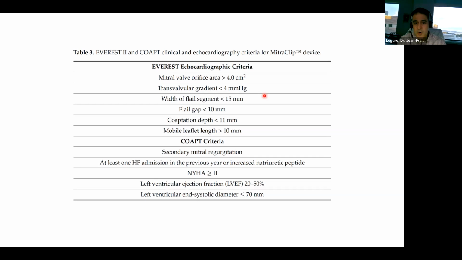And then finally, in the COAPT trial, it was very evident that in the secondary, there are a few things that sort of predicted patients doing better, obviously on good medical therapy. They needed to have one heart failure readmission or increase in natriuretic peptide. Those are the kind of patients who benefited. They had to be more than or equal to class 2, EF between 20 and 50, and they had to have an LV end systolic diameter of less than 70 millimeters to be more likely to benefit from the intervention. So if you see a ventricle of 110 millimeters, which I saw this week, that patient is really too far down the line, and it is very unlikely to help them with that type of intervention.